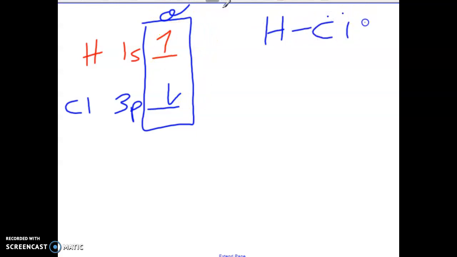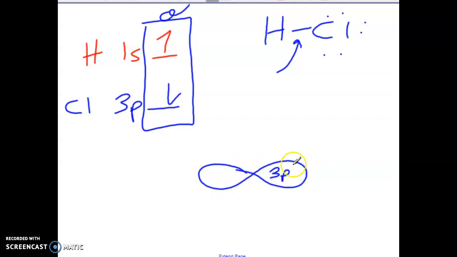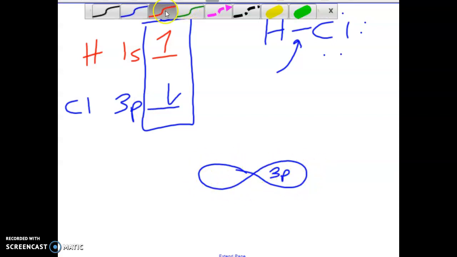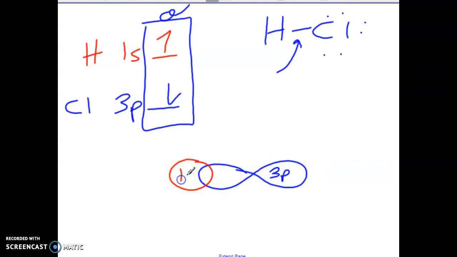All right, so remember, chlorine looks like this. This sigma bond that I'm showing here is representing this sharing of electrons. It's hydrogen's 1s overlapping with chlorine's half-filled 3p. So what does that look like? Okay, well, here's chlorine. Remember that 3p's look like a peanut. And hydrogen is a 1s.